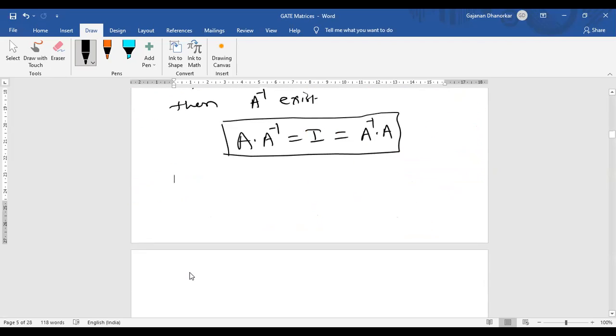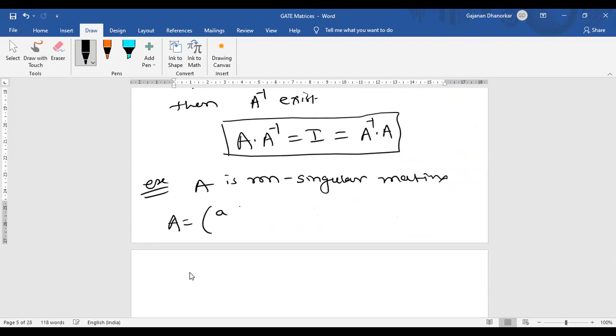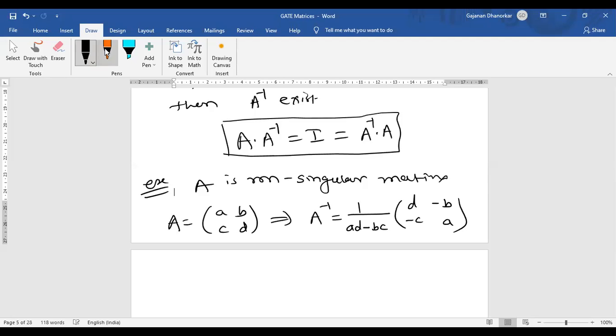Now there are several ways to find the inverse of a matrix, but there are some simple problems. I will take one example here. If A is non-singular, and my A matrix is of order 2 by 2 with entries a, b, c, d, then what will be A inverse? Remember, A inverse is 1 divided by (ad minus bc) into the matrix d, minus b, minus c, a. This is how to find the inverse of a 2 by 2 matrix.